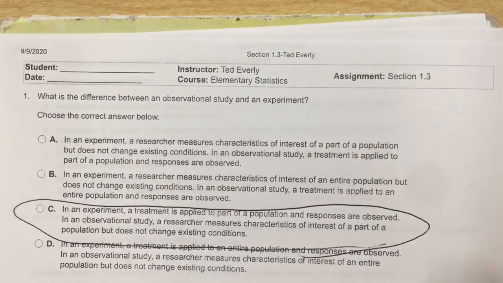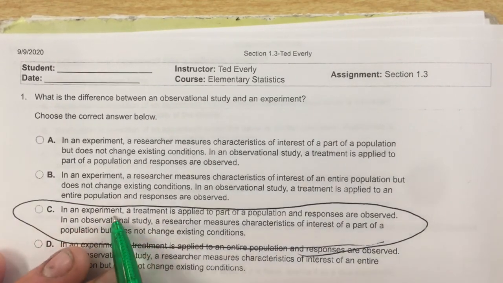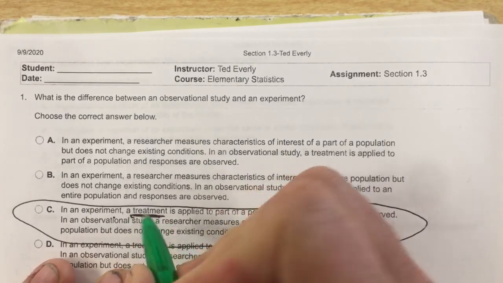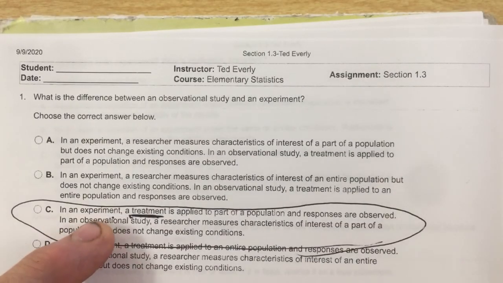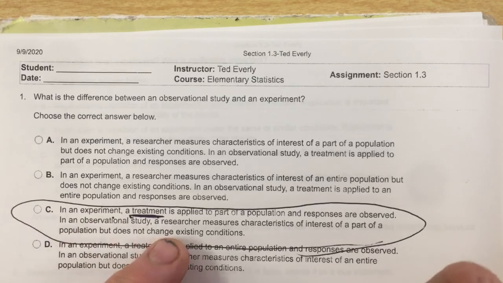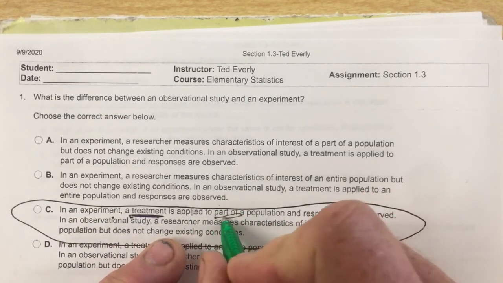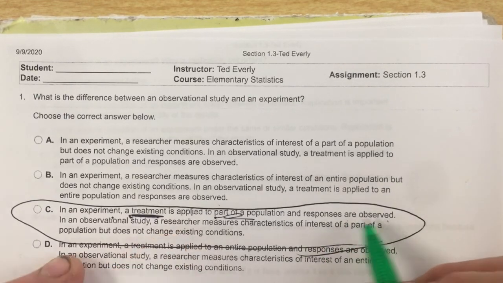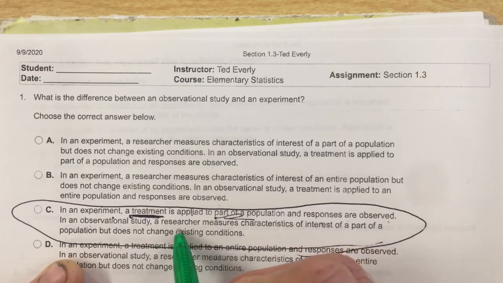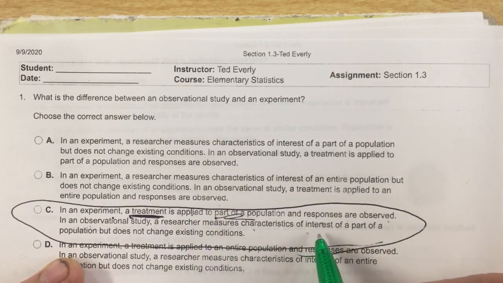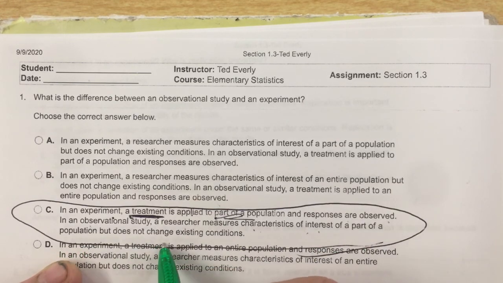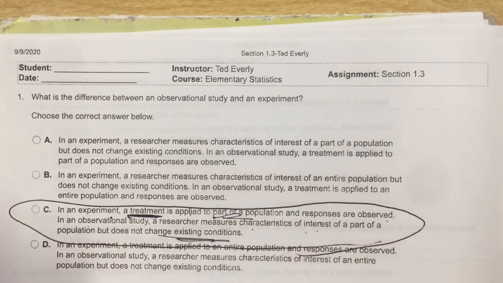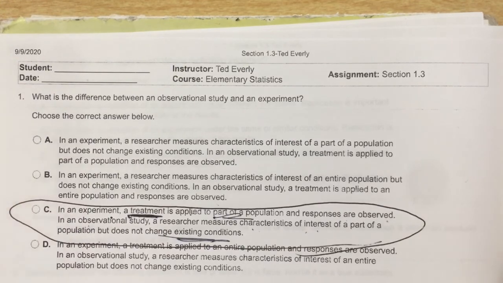Okay, like I was telling you, let me go through this again. An experiment, see right there the key word? You have a treatment. In an experiment, there's a treatment that's given. It's applied to part of the population, not the whole population, just a sample of it. And the responses are observed. In an observational study, a researcher measures characteristics of interest of a part of the population, but does not change existing conditions. There's no treatment given. So the answer here would be C.